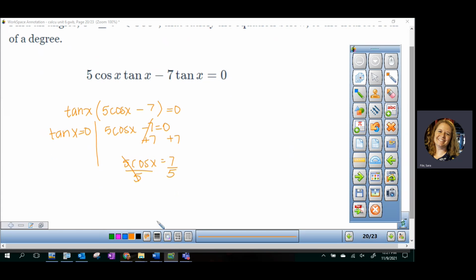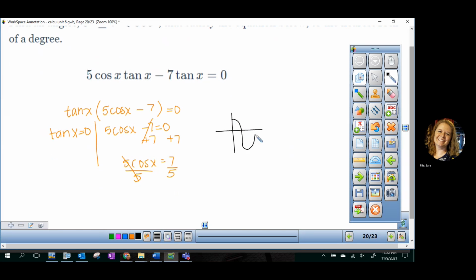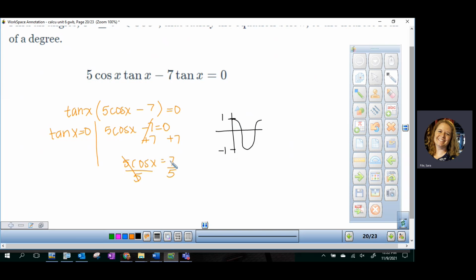So let's think about what we just said a minute ago. The cosine and sine graph, here's cosine. The highest it goes is 1 and the lowest is -1. Where does 7/5 fall here? Is 7/5 less than 1 or more than 1? 7/5 would be up here. It's more than 1, so it is not in range. There is no solution here. There is nowhere that cosine will equal 7/5. So this factor gives me no solution.